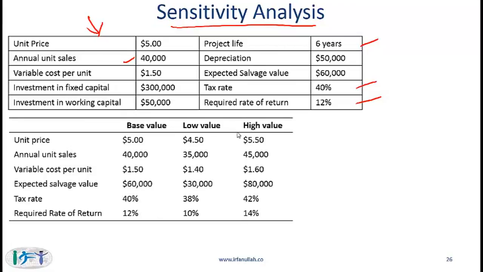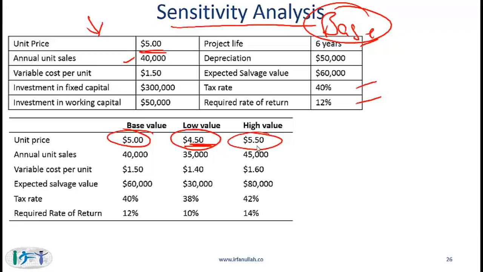But what we will say is the following. These numbers that were given are base values. Base values means these are the numbers that are most likely to happen. But are you sure that the unit price will be 5? You are not sure. So in addition to the base value, you take a pessimistic case or a low value case that maybe you will not be able to sell for 5, you might be able to sell for 450. Or you might take a higher range, which is 550. For all other inputs or variables, you also take a low value which is lower than the base and a high value which is higher than the base value.